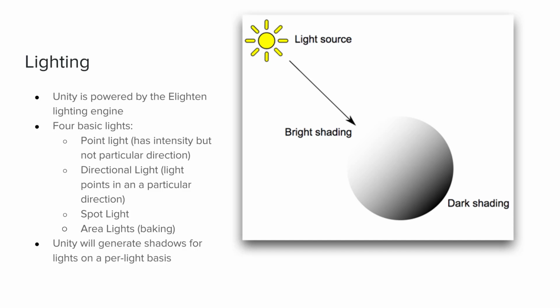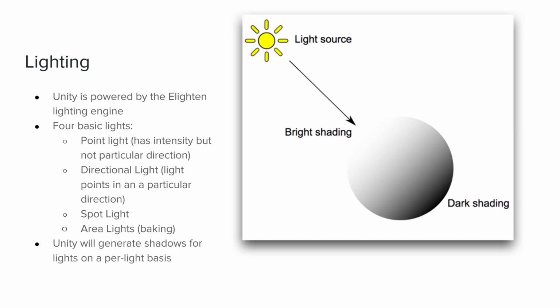We talked a lot about lighting. We talked about the different types of lights, from the point lights, the directional lights, the spotlights, and the area lights. We saw that Unity will generate all of the shadows by itself. There are settings on the light, so if you don't want a light to cast a shadow, you can simply turn that off. But lighting is very powerful and very easy to use in Unity.